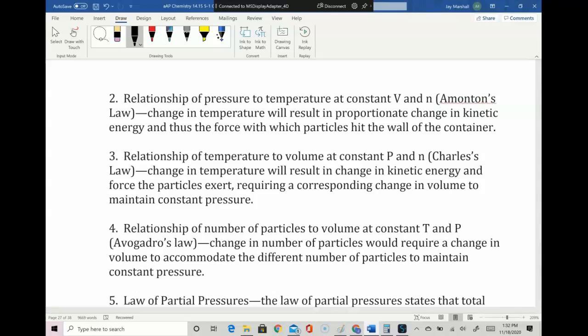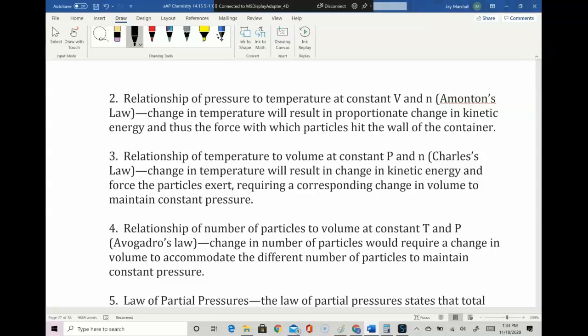Relationship of pressure to temperature at constant volume and number of particles. This was Amontons's law, which we don't really have to pay attention to, but in case we thought about it, the relationship of pressure to temperature should be pretty obvious. If I change the temperature, that's going to increase the kinetic energy, and that will increase the force with which the particles hit the wall of the container. Okay, so once I understand what I'm asking here, these are pretty obvious pieces of concept, right? If I increase the kinetic energy, I'm going to increase the pressure, right?